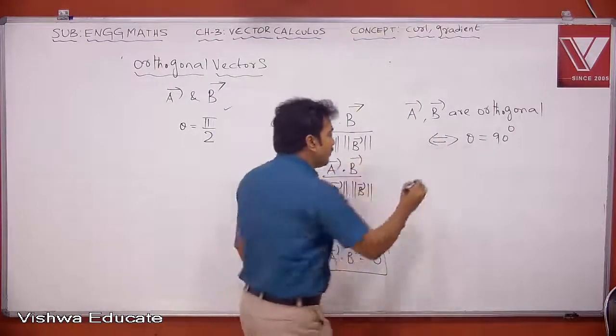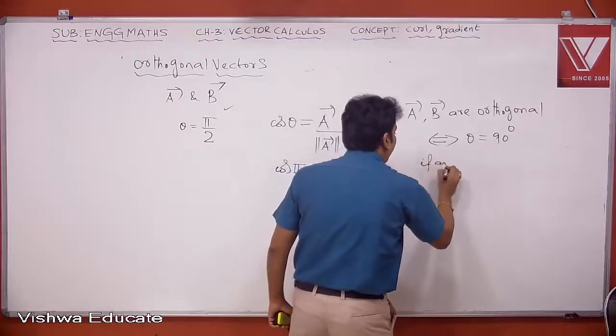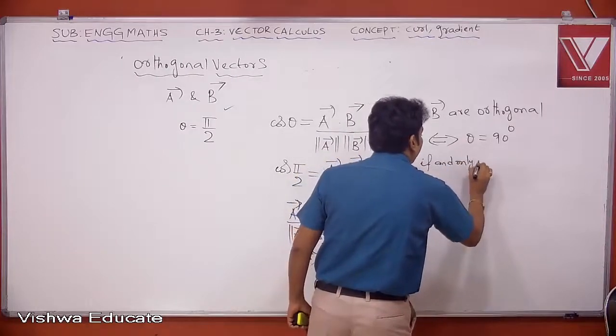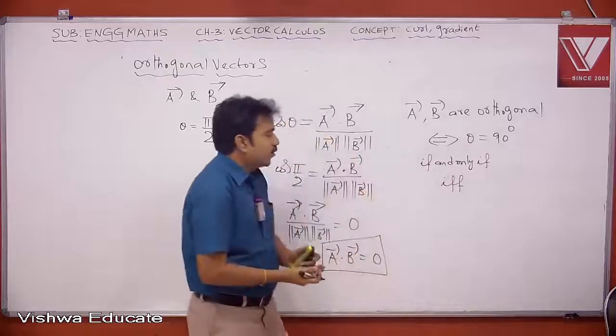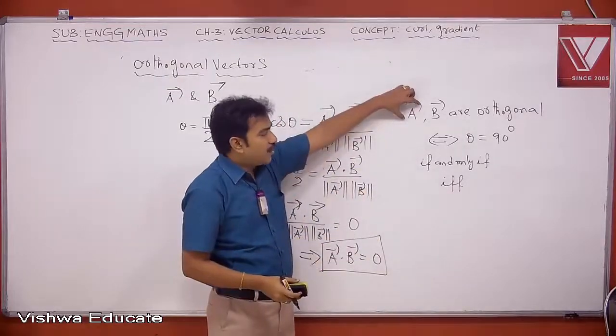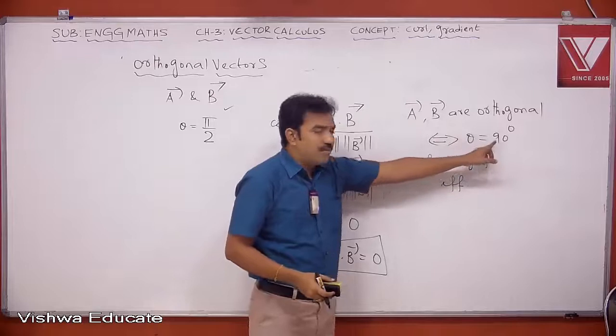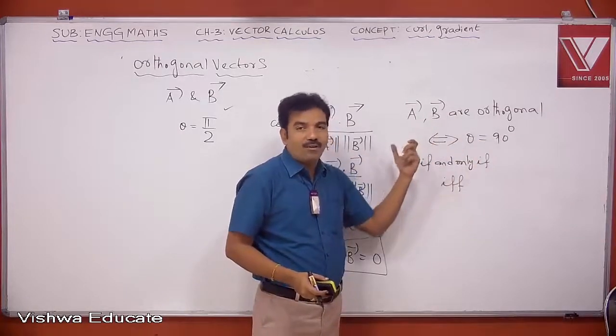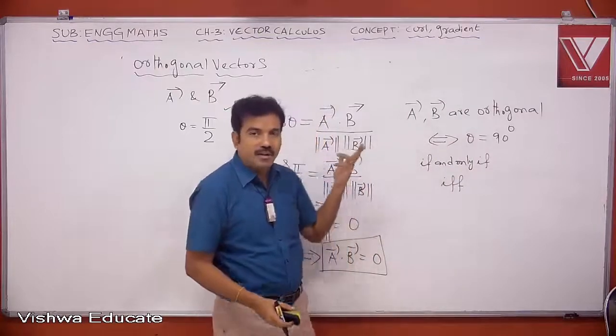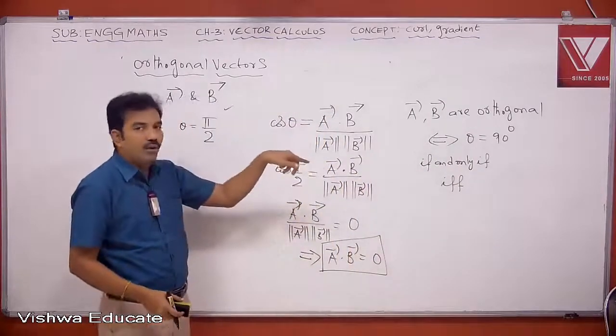Do you know the meaning of this? This is nothing but if and only if. Or sometimes they use this notation, iff. So it means that if the vectors are orthogonal, it implies the angle between them is 90 degrees. If the angle between them is 90 degrees, they are called orthogonal. In both ways, the statement is true. That is the meaning of if and only if.